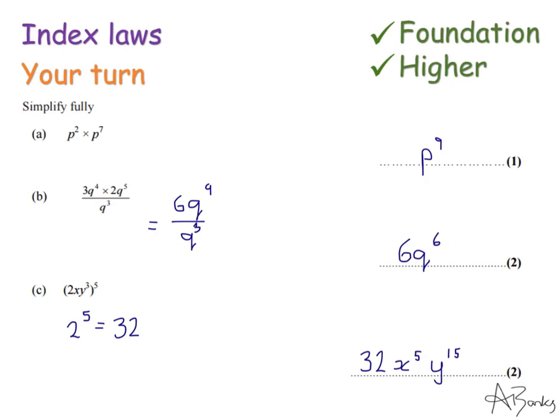And this last one, I have to do 2 to the power of 5, which is 32. And then I have x to the power of 1, so I do 1 times 5, which is just 5. And then I have y cubed, and I need to times that 3 by 5 to give me y to the power of 15.